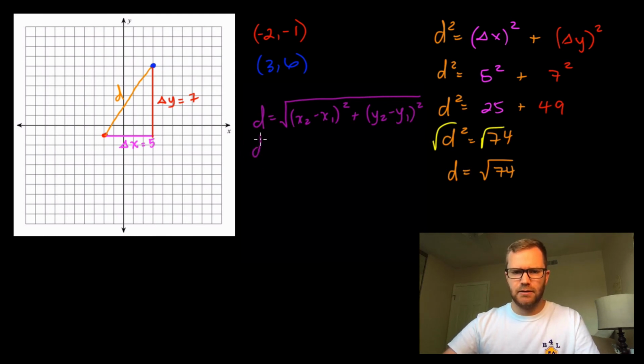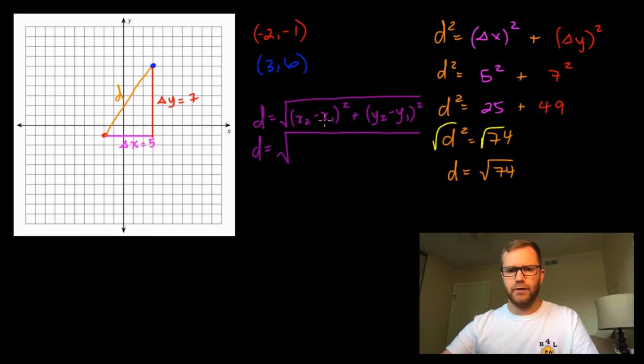So we have d equals the square root of this whole thing. For the x coordinates, 3 minus a -2, 3 minus a -2 squared. And then let's add that to the difference of our y coordinates, 6 minus a -1 squared. Okay, so we are subtracting a negative. When you subtract a negative, that becomes addition, right? So these become addition. So we're adding here.